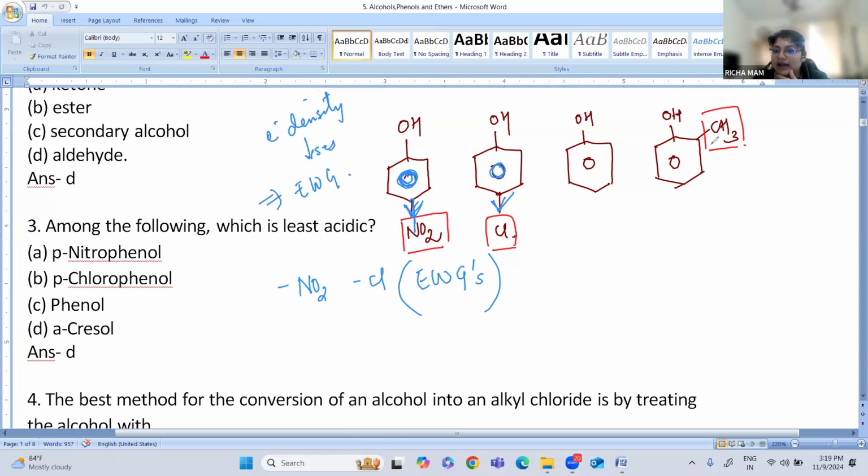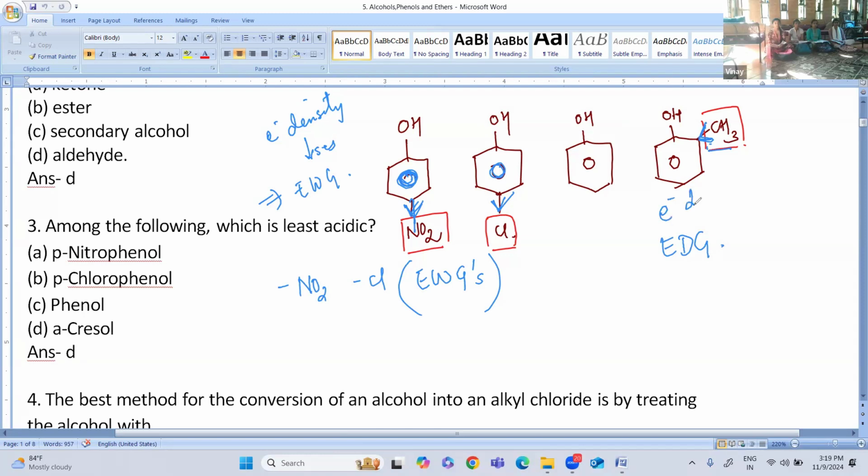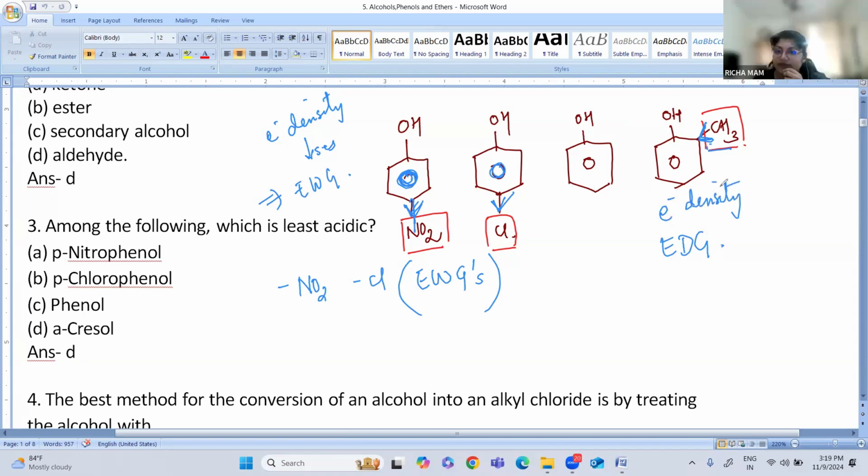Now the methyl group. A methyl group is an electron donating group. It will give electrons to the benzene ring. So what will happen to the electron density of the benzene ring? It will increase. Remember that electron withdrawing groups decrease the electron density, and electron donating groups increase the electron density of the benzene ring.